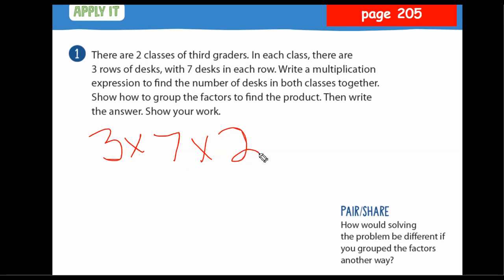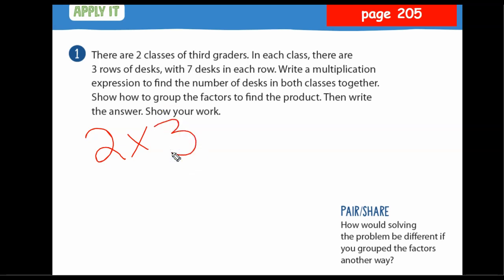Now, what's the first number that's listed in the problem? 3? Read the first sentence. Yeah, 2 classes. Okay? And it says in each class there are 3 rows of desks. Just follow along. And then how many desks in each row? 7. Look, they're already there.